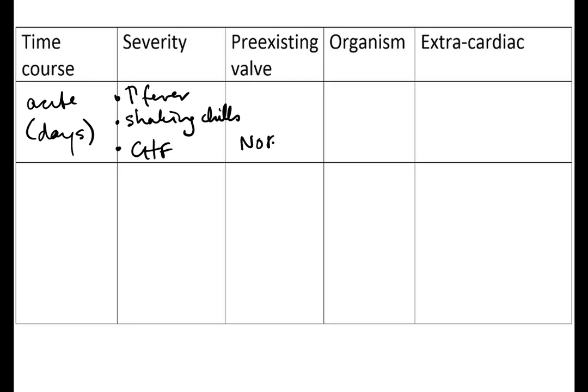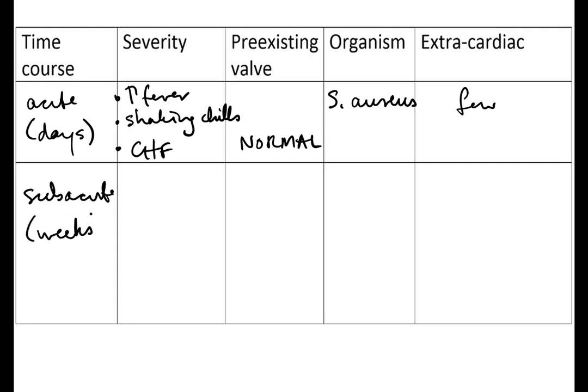The pre-existing valve is normal, which means I've got to have a virulent pathogenic organism, and indeed, this is almost uniformly due to Staph aureus. And it rarely has extracardiac manifestations because the patient goes into heart failure and dies in a few days if there isn't treatment. And that should be compared with subacute, because this is really a disease of weeks.